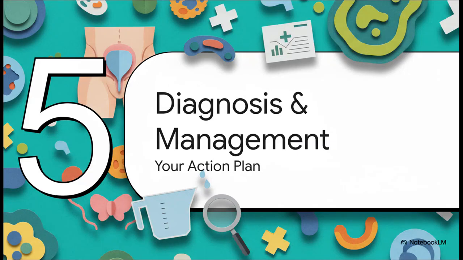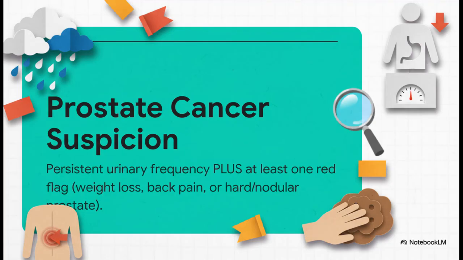Okay, we're at the final stretch. Section 5, diagnosis and management. Let's put everything together and build your action plan. So what's the trigger point? When do you need to seriously suspect prostate cancer? It's pretty clear-cut. It's when you have that persistent urinary frequency, plus at least one of those red flags we talked about. Whether it's weight loss, that lower back pain, or maybe you find a hard nodular prostate on exam. That combination is your signal.